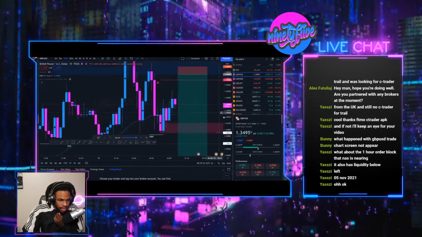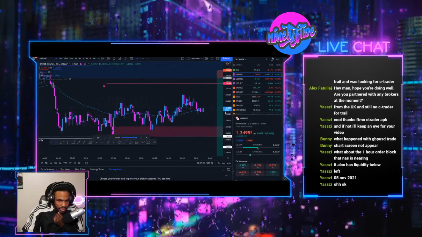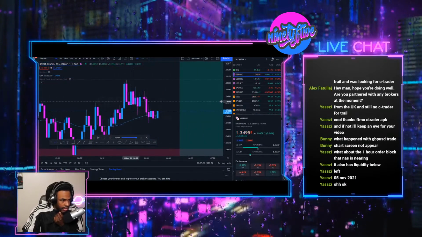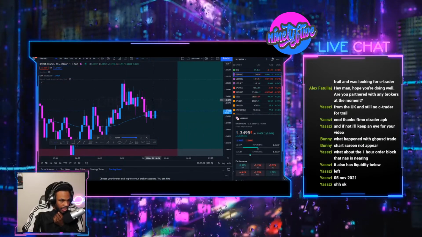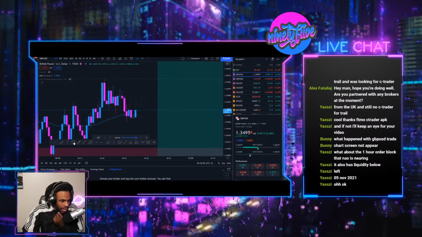Yeah, I don't want to see it go beyond there. So that's an area for a potential second entry. Got a little 1 minute, not the cleanest order block. You could probably look for a sell off in this area.